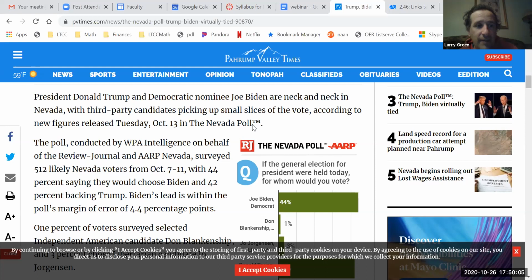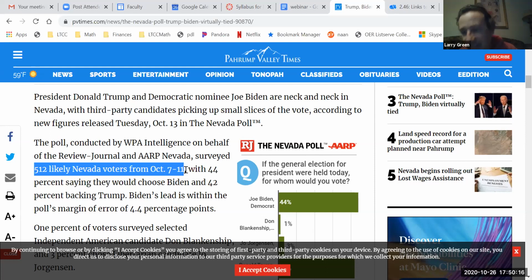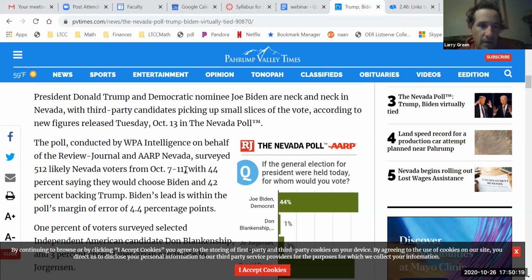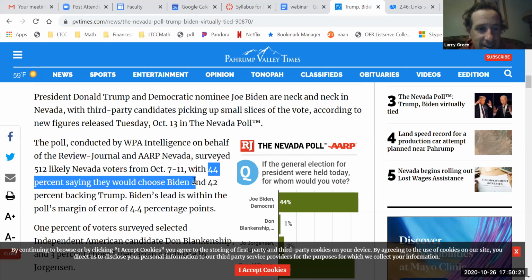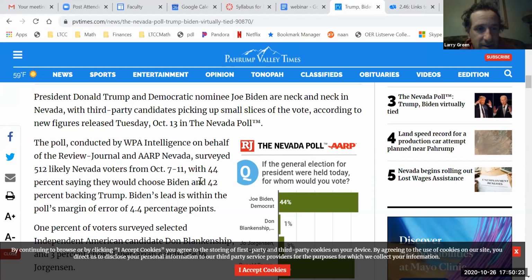Okay. They surveyed 512 likely Nevada voters. Let me highlight that in case you're not seeing what I'm looking at. From October 7th to 11th, not too long ago, 44% said they choose Biden, and 42% said they choose Trump. So to massage the data, there's only 86%, so I'm going to get rid of the other 14%, because we know nothing about them. Let's pretend they don't vote.